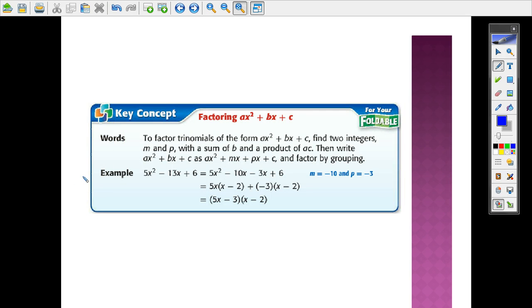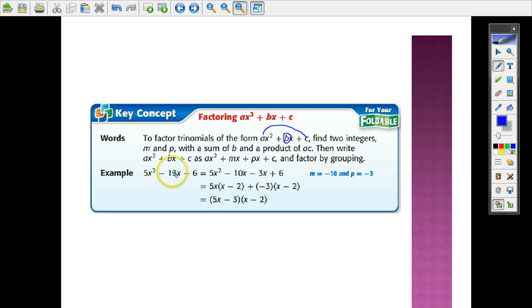Alright, so our key concept here, when you're factoring ax squared plus bx plus c, okay, to factor a trinomial of the form ax squared plus bx plus c, find two integers, m and p, with a sum of b and a product of ac. Okay, so when you add, it equals the middle number. When you multiply, it equals the product of ac. Then write ax squared plus bx plus c as ax squared plus mx plus px plus c, and factor by grouping. Okay, here's an example.